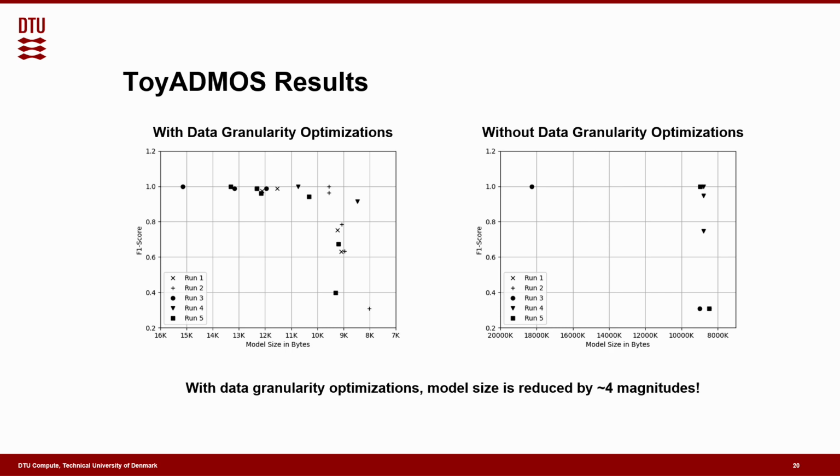And as you can see, in both cases, we're able to get an F1 score of 1. So it's a perfect score. The dataset might be a bit easier than many others. But when we're using this data granularity optimization, we're actually able to construct models that have a model size that's up to 4 orders of magnitude smaller than when we're not considering these data granularity optimizations.